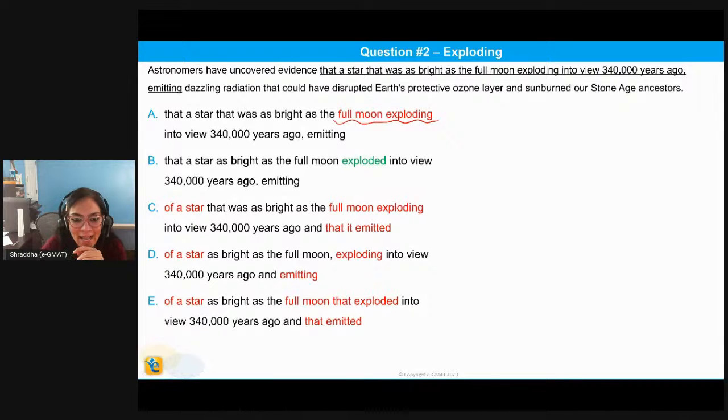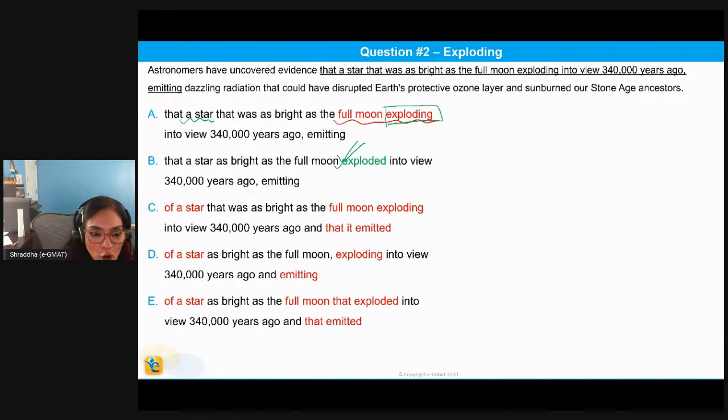Why? What has happened here is that this exploding has been turned into exploded, the verb, and this verb was actually missing for this subject. A star that was as bright as the full moon, if you read that part, there is no verb for this subject. So that was another glaring error in choice A. Just by turning exploding into the verb exploded, we take care of both these errors. Now star has the verb exploded, and the sentence presents the logical intended meaning. It is the star which was as bright as the full moon that exploded into view so many years ago.